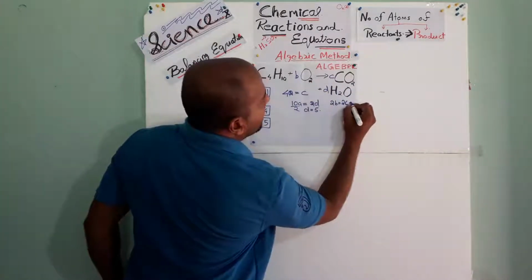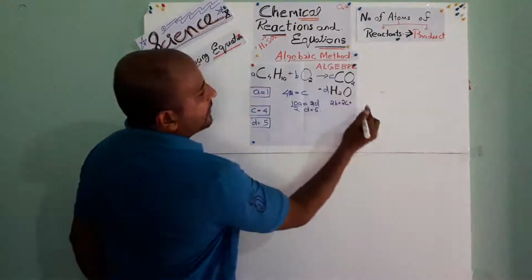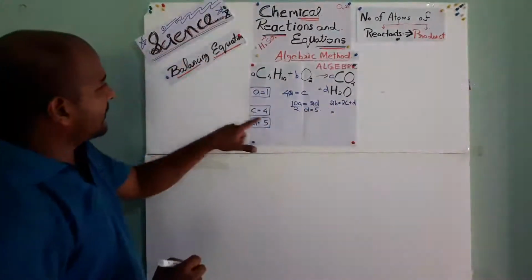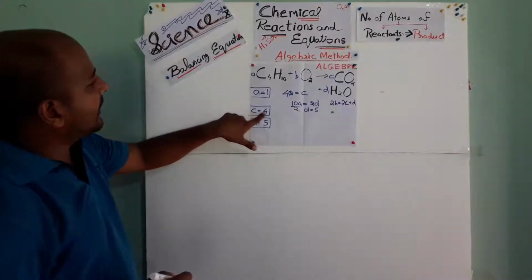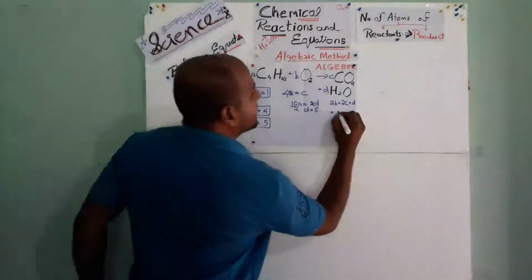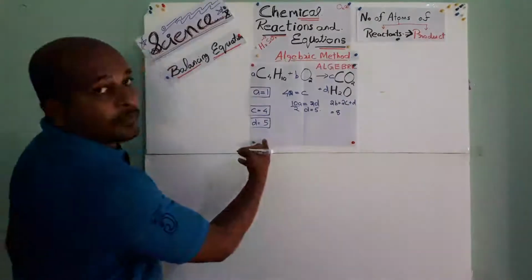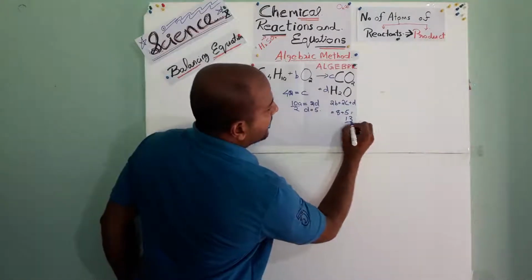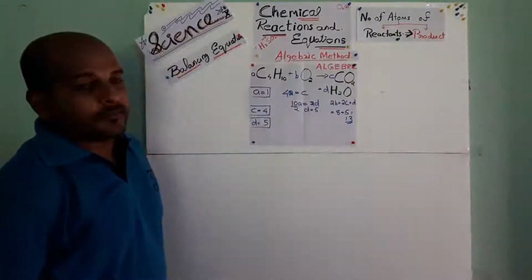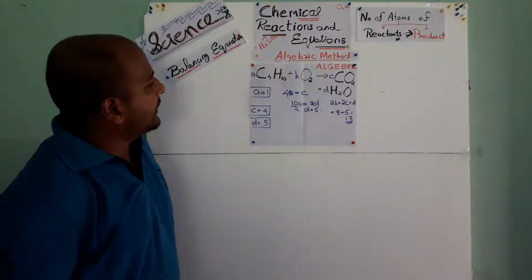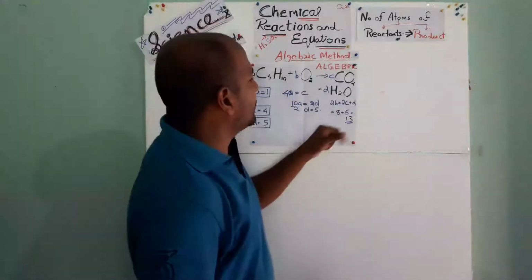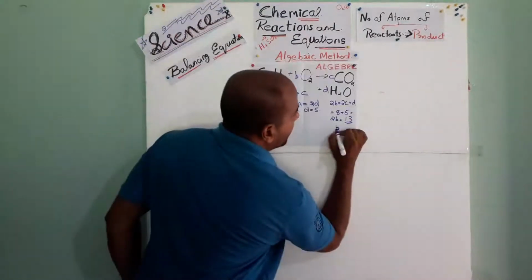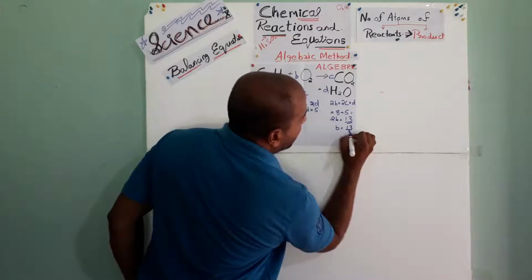2C plus only one oxygen power D, which is 2C means C is what? Okay, 4. 2 into 4, 8. D is what? 5. 8 plus 5 gives 13, isn't it? 2B is equal to 13. So then what is B? B is equal to 13 by 2.